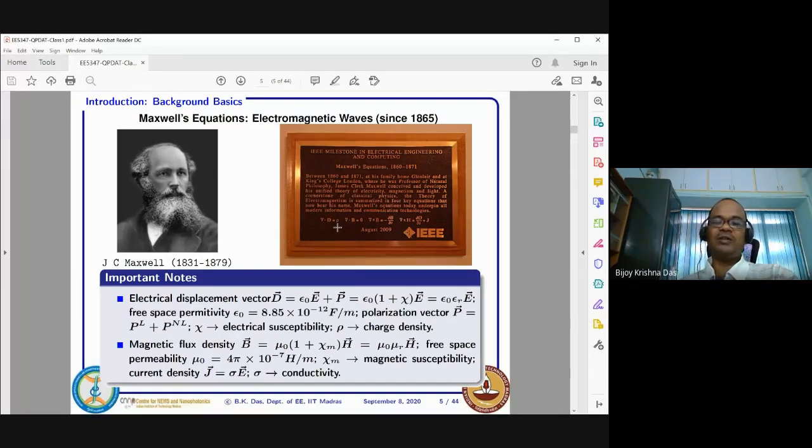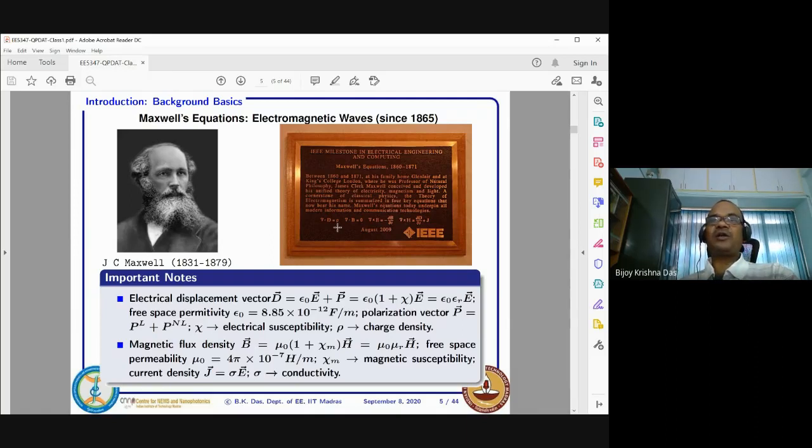If rho is zero, that divergence will be zero. That means, if you consider D as an electric flux, then the total flux coming in and the total flux going out should be equal. In that case, divergence equals 0.